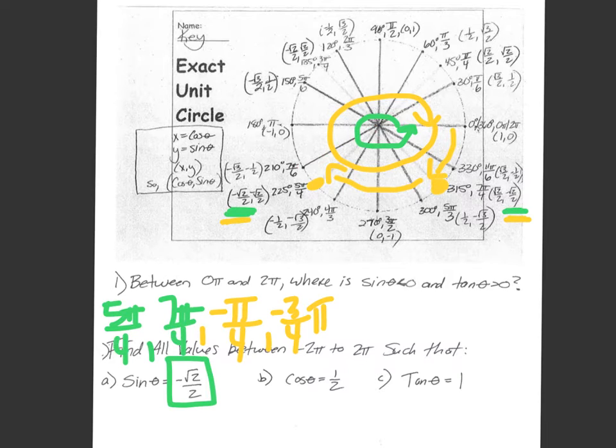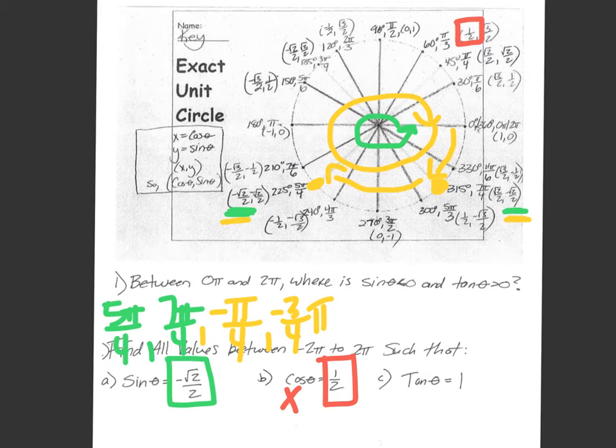Now, letter B. Let's go to this one. This question wants to know where the cosine is equal to 1/2. So again, cosine means I'm looking at the x's. Doing the same type of rotation, let's look and see where the cosine values are a positive 1/2, as I go forward between 0 and 2 pi.